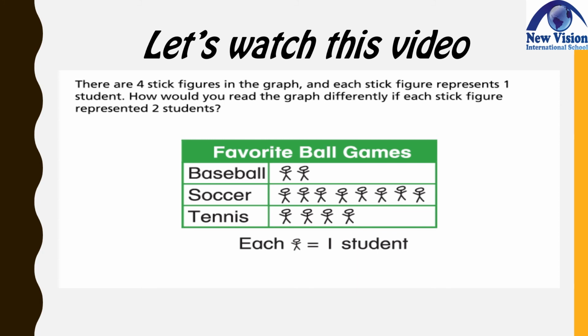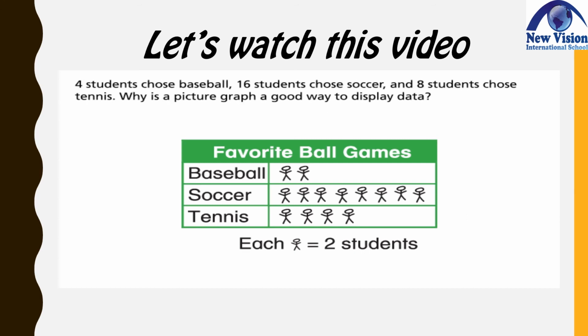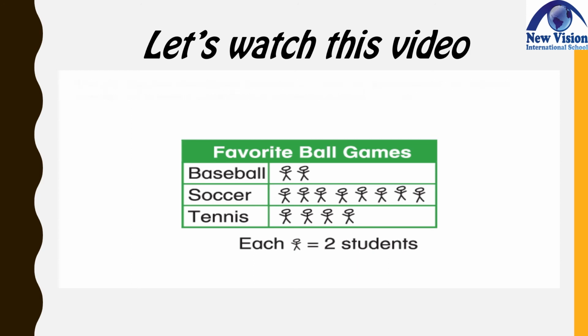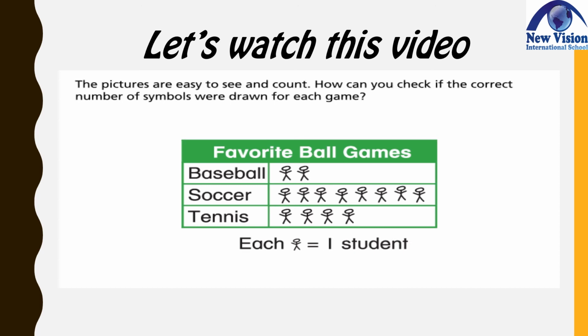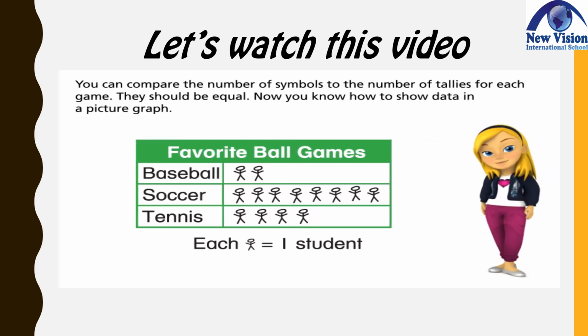How would you read the graph differently if each stick figure represented 2 students? 4 students chose baseball, 16 students chose soccer, and 8 students chose tennis. Why is a picture graph a good way to display data? The pictures are easy to see and count. How can you check if the correct number of symbols were drawn for each game? You can compare the number of symbols to the number of tallies for each game. They should be equal. Now you know how to show data in a picture graph.